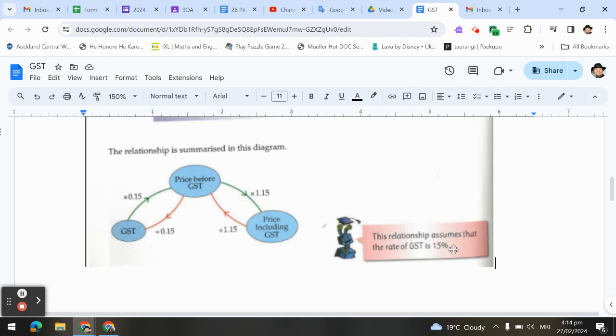And all these relationships assume the GST rate is 15%. If that GST rate changes, that'll change those decimals.